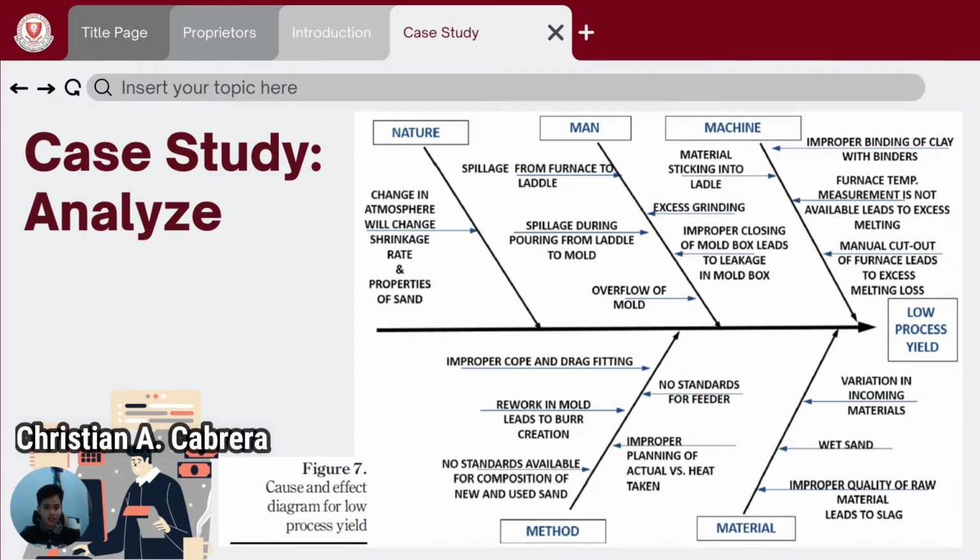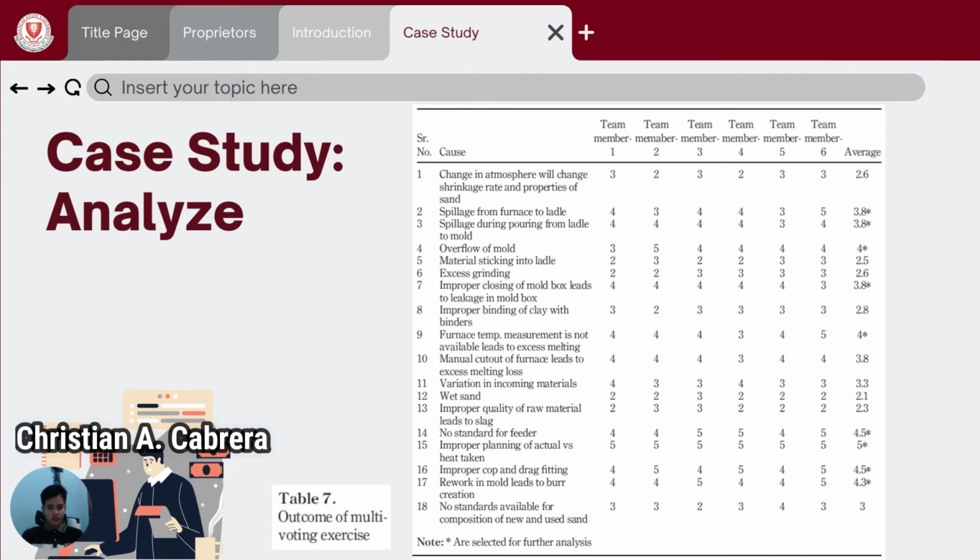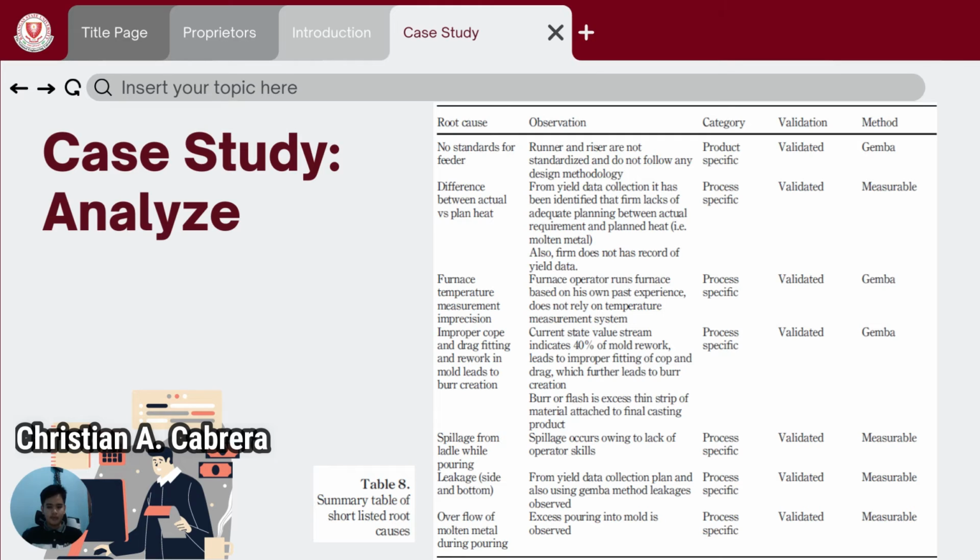In the analyze phase, they use the essential root cause analysis tool by means of a cause and effect diagram, or Ishikawa diagram, which helped to identify the possible causes for low product and process yield. And also in the analyze phase, they use the multi-voting technique by listing options into a critical few to identify the low process yield.